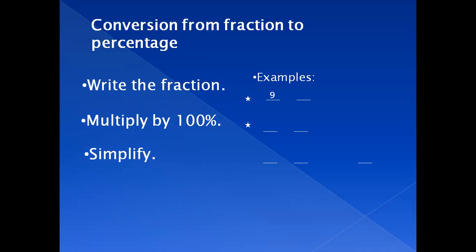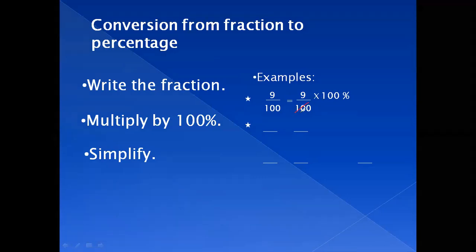Now the first example is 9 out of 100. First we have to write it as a fraction, so 9 out of 100. Then we will multiply this fraction by 100%. And the third rule says to simplify. So we will just do the simple simplification. 100 ones are 100 and 100 ones are 100. So what is left now? 9. So my answer is 9%.